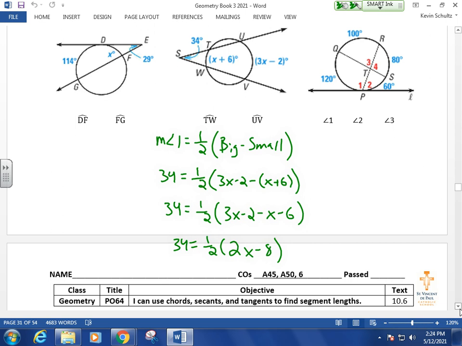To get rid of our parentheses, we could either distribute the half into our parentheses, which would work because we have even numbers. We don't get any fractions there. Or we double both sides to undo it, and we get 68 equals 2x minus 8, and I think you can probably solve for x from there. Okay? Mackenzie, does that answer your question?